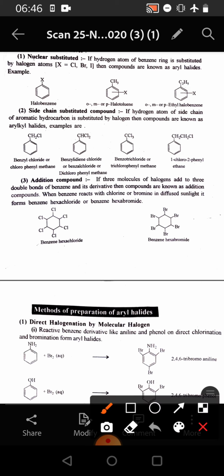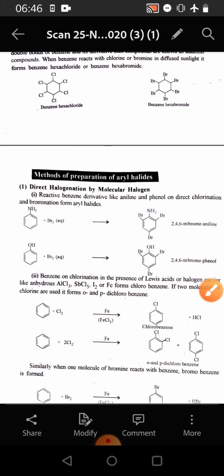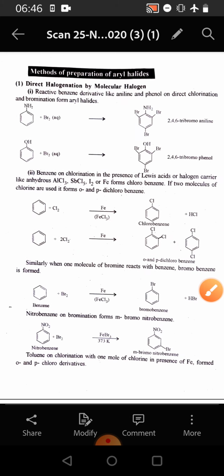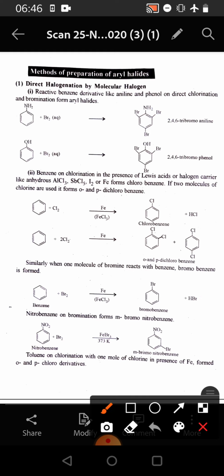If three molecules of halogen add to three double bonds of benzene and its derivatives, then these compounds are known as addition compounds. When benzene reacts with chlorine or bromine in diffuse sunlight, it forms benzene hexachloride or benzene hexabromide. Now we come to the methods of preparation of aryl halides. There are different methods. First we'll take up direct halogenation by molecular halogen.